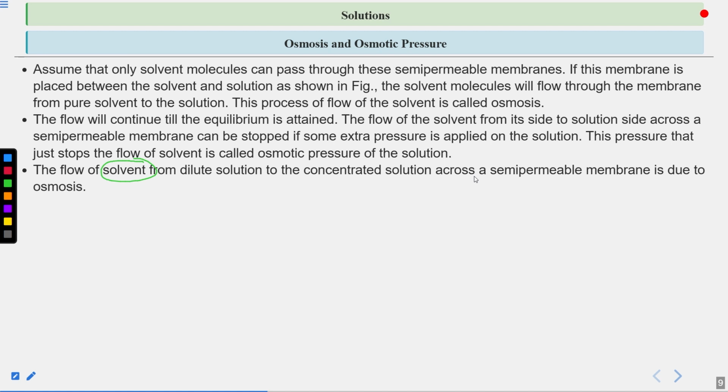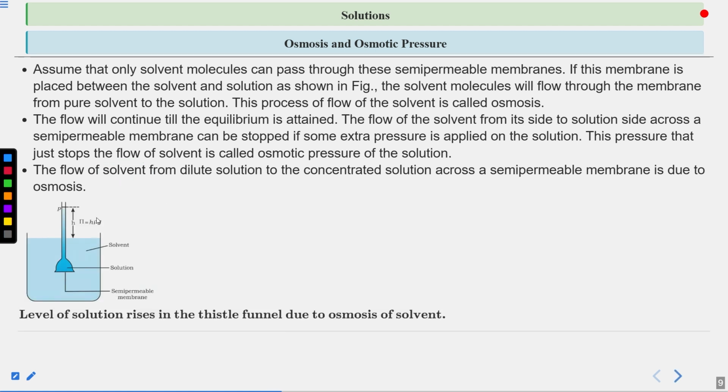Now, why it is happening, I will make you understand with the help of the diagram that we will see. So here is your diagram, students. Here is your thistle funnel, which is filled with the solution. Now what will happen? It is just dipped into the solvent beaker. The solvent will pass through this semi-permeable membrane, this thin line. It will pass from the solvent side to the solution side.